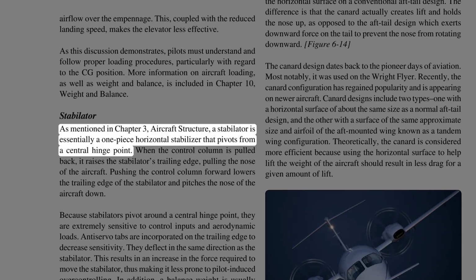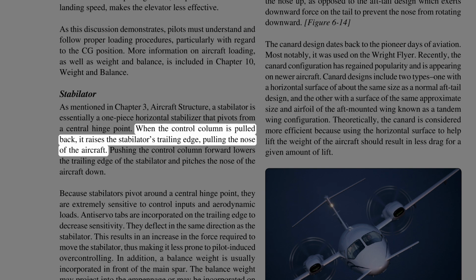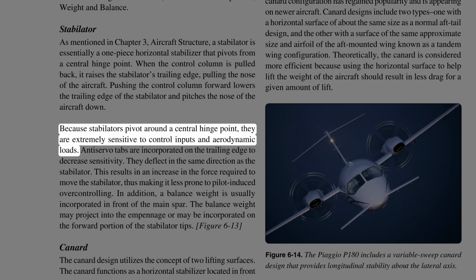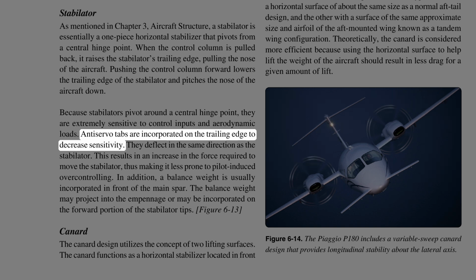Stabilator. As mentioned in Chapter 3, Aircraft Structure, a stabilator is essentially a one-piece horizontal stabilizer that pivots from a central hinge point. When the control column is pulled back, it raises the stabilator's trailing edge, pulling the nose of the aircraft up. Pushing the control column forward lowers the trailing edge of the stabilator and pitches the nose of the aircraft down. Because stabilators pivot around a central hinge point, they are extremely sensitive to control inputs and aerodynamic loads. Antiservo tabs are incorporated on the trailing edge to decrease sensitivity.